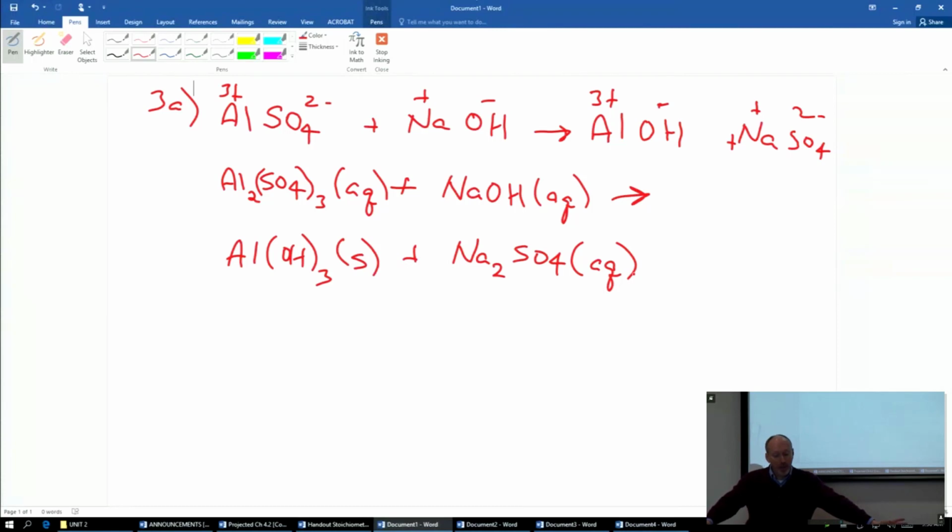Now, a couple of ways, a couple of strategies for balancing. Pick a large subscript. That's usually a good place to start.